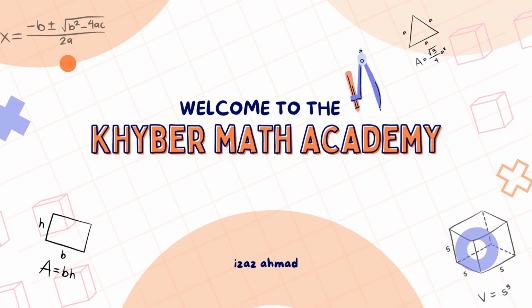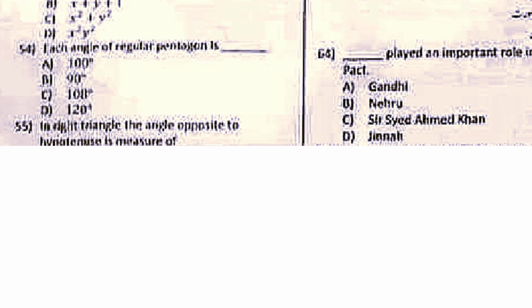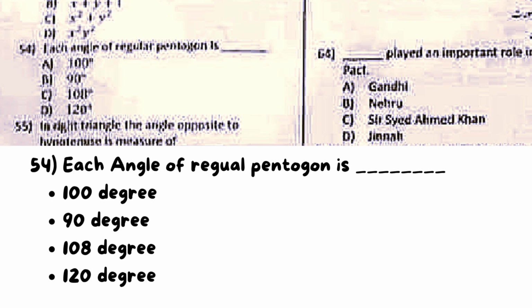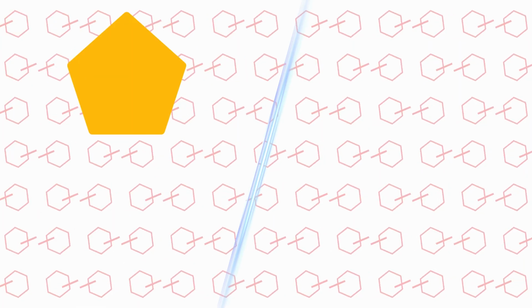We are discussing a question from a past paper in the mathematics section. The question asks about the measure of each angle in a regular pentagon. To begin, let's define what a regular pentagon is.